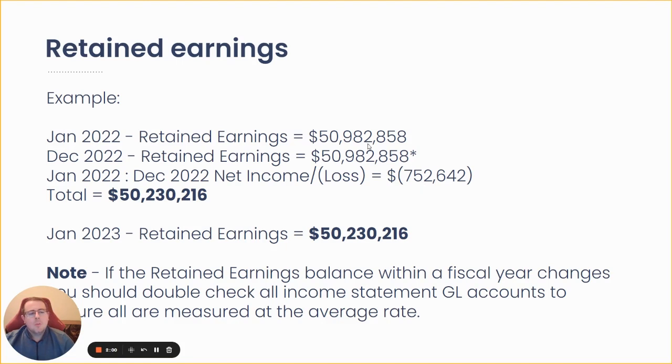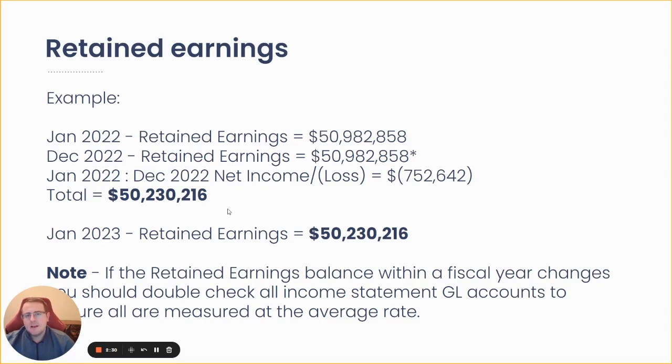$752,000. When we combine the two, so our 2022 brought forward retained earnings, plus or minus, in this case, our net loss for the year 2022, we have a balance of $50,230,000. That balance is carried forward into fiscal year 2023 as our new retained earning balance.